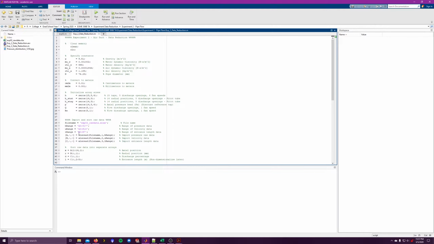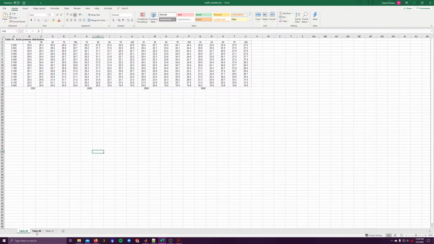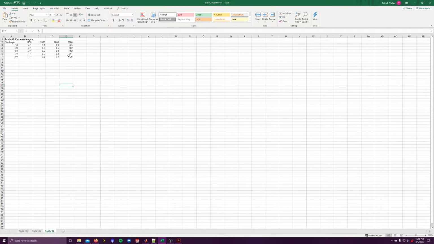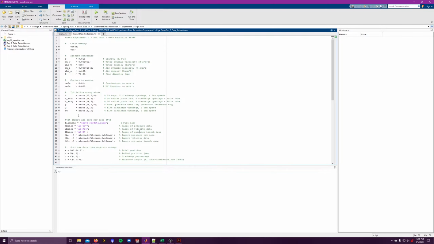Okay, moving on. I'm importing all of my data, so I have my pressure data, velocity data, and the entrance length data. So that's sheets 1, 2, and 3. Your entrance length data, remember, we're going to look at the velocity plot, or sorry, the pressure distribution plot that we have, and we're going to get the entrance length data from that. So keep that in mind for now. You might not be importing this part right now, but I already have that data, so I have that there.